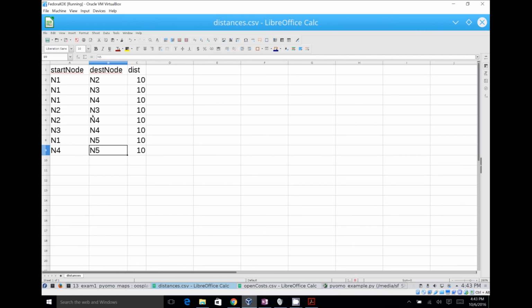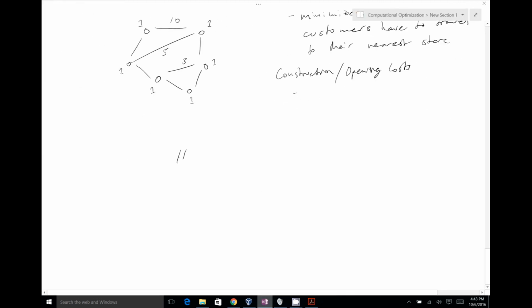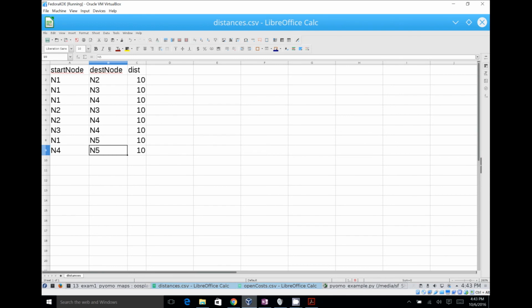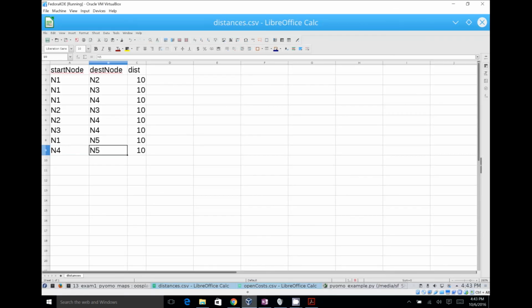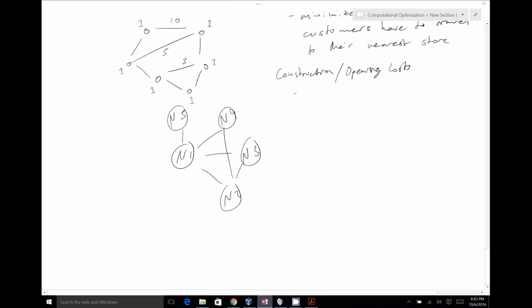Okay, so let's draw this network out a little bit. I have N1, N2, 3, 4, and 5. N1 was connected to all of them. N2 was connected to 3 and 4. 3 was connected to 4, and 4 was connected to 5. So that's what our graph looks like, and each of these are 10s.